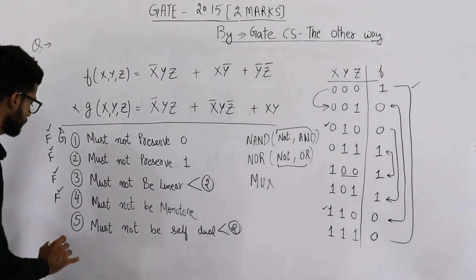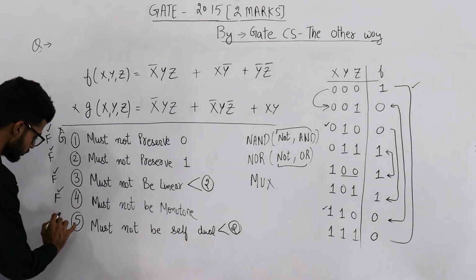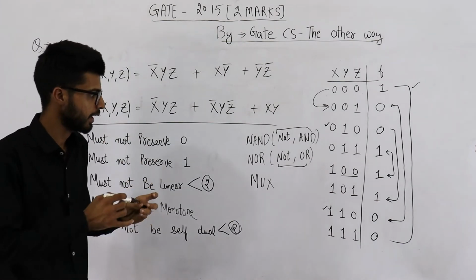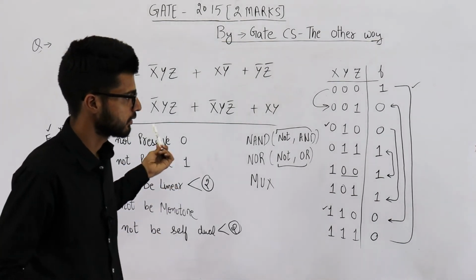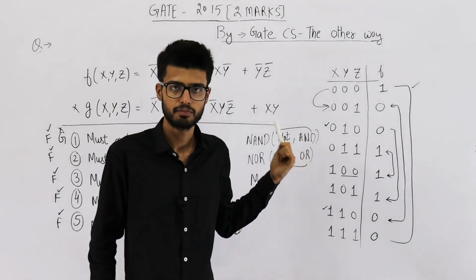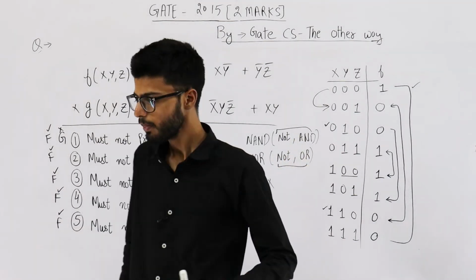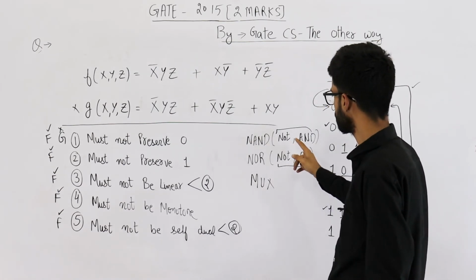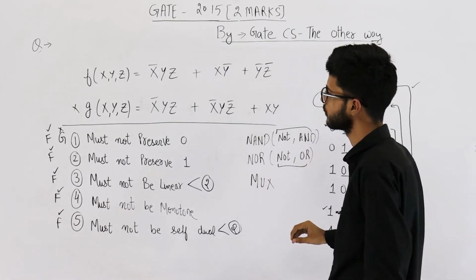Because the fifth property is also satisfied. F satisfies all the properties, so function F is functionally complete. Okay. Now there is one more method. This one. Let's discuss this one also.